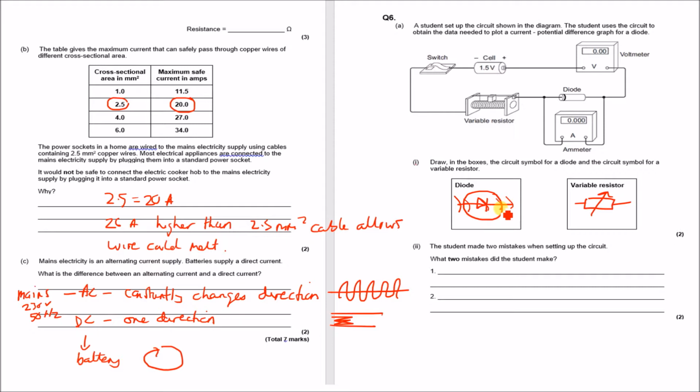The reason for that is because they have very, very high resistance the opposite way. So the resistance is lower that way, and in the opposite direction the resistance is so high that it's not going to allow the current to flow in the opposite direction.